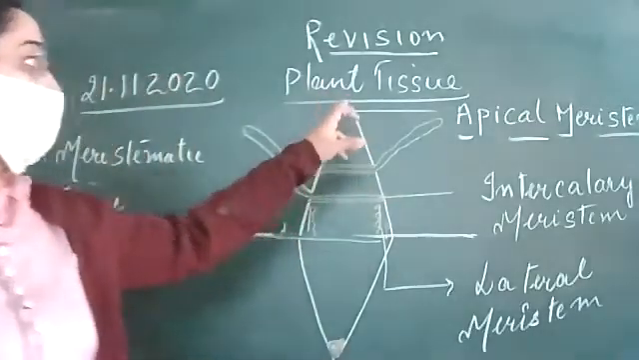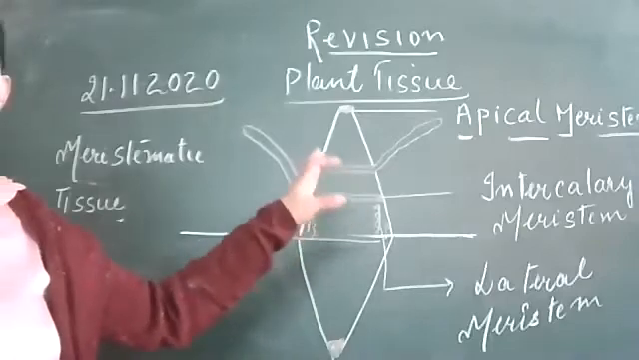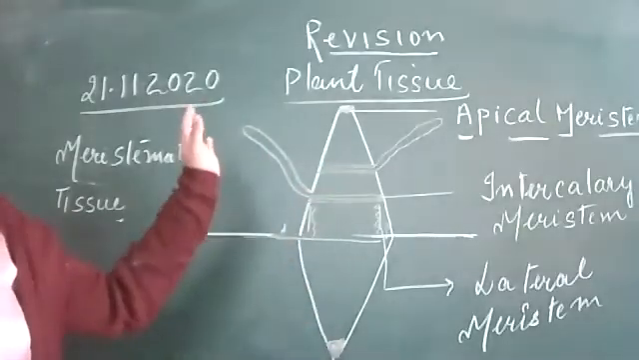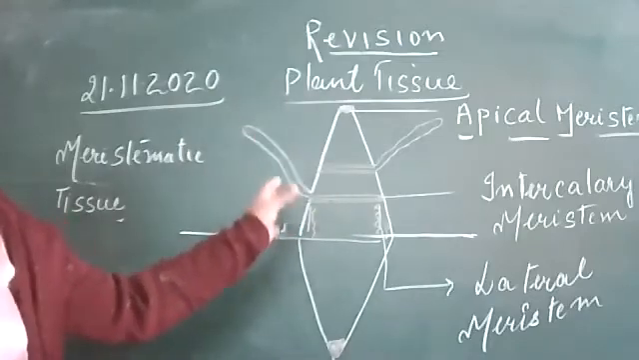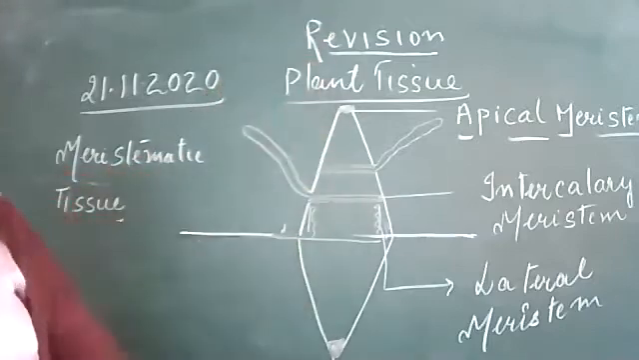Apical is present at the apex, that is the tip. Intercalary is at the base of leaves and internodes. ठीक? And the lateral is the side of the stem and it provides the girth. Baki, they provide the increase in height.